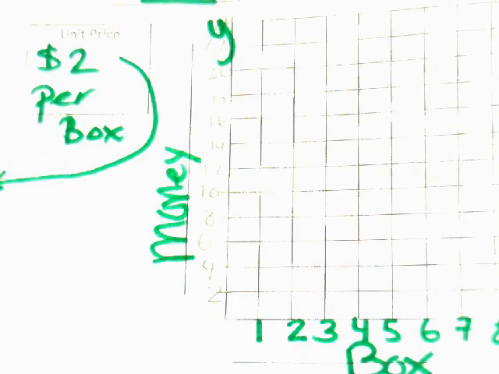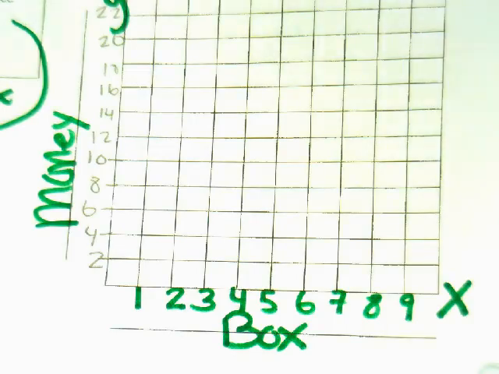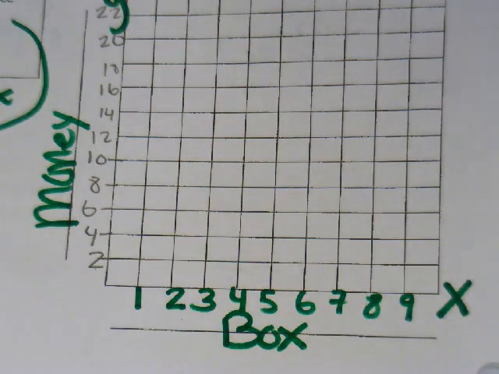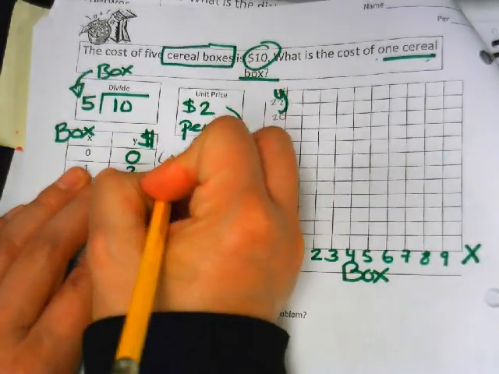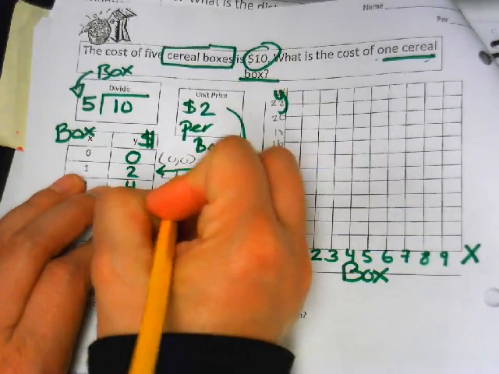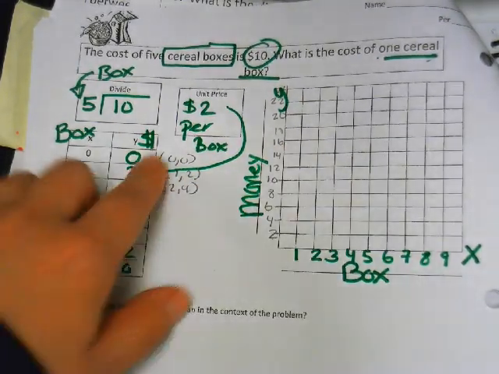So we set up our graphs. Wow, that's so beautiful. Look at that. Sunglasses. All right. Now we're going to graph. These are my ordered pairs. So this is 0, 0, 1, 2, 2, 4, and so on. So these are my ordered pairs.